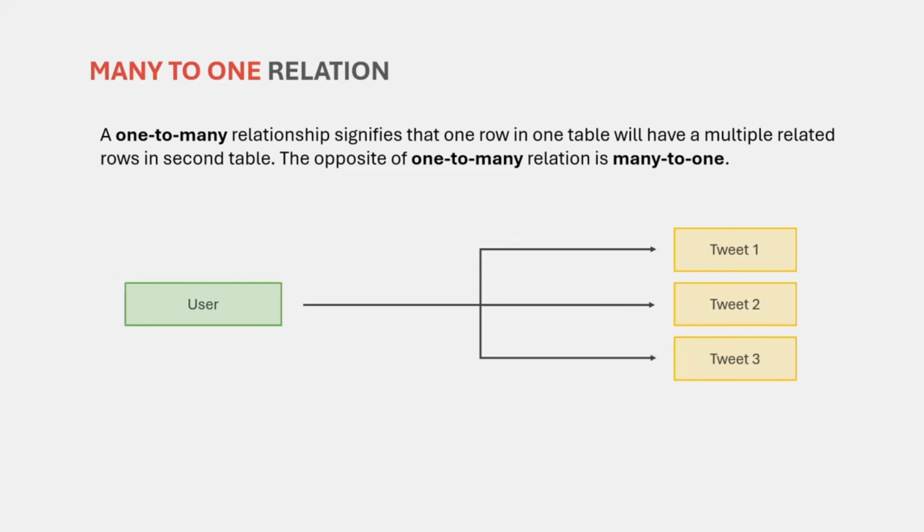Now one user can make multiple tweets. So from the user table, we can have multiple related tweets for a given user. So here we have a one-to-many relationship from user to tweet. One user can have multiple tweets in the tweet table.